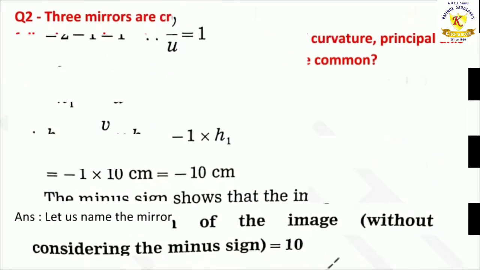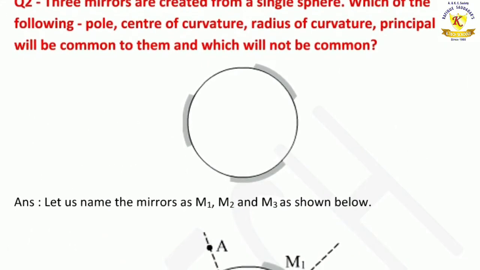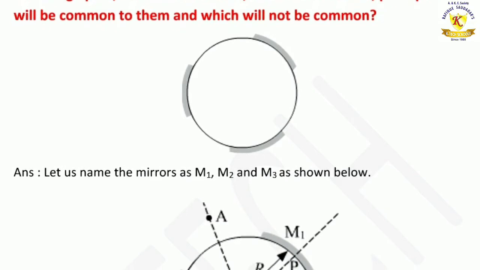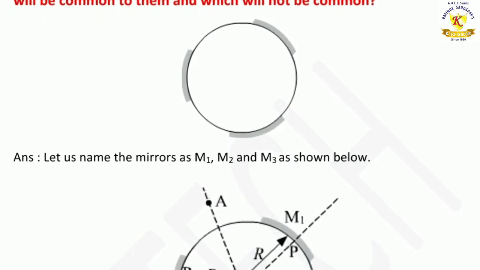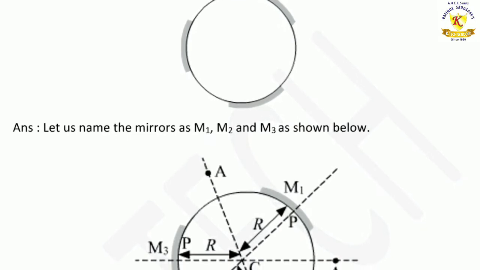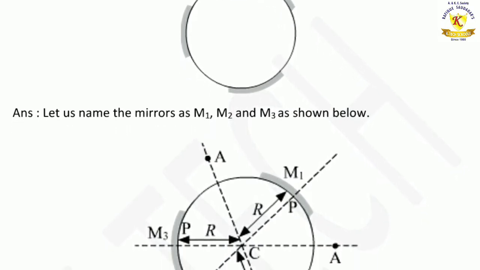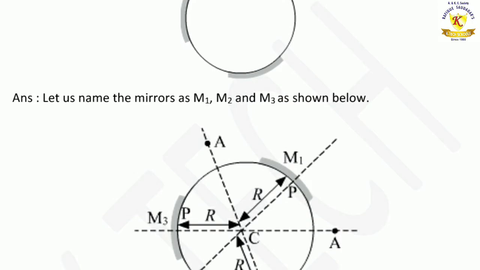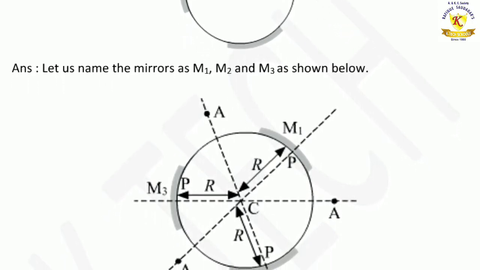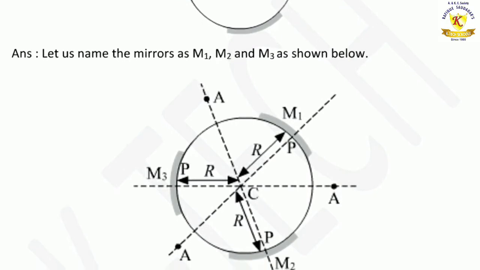Now here, children, three mirrors are created from a single sphere. Which of the following, that is pole, center of curvature, radius of curvature, principal axis, will be common to them and which will not? So here, children, draw this diagram as shown here. And what will happen from the figure?